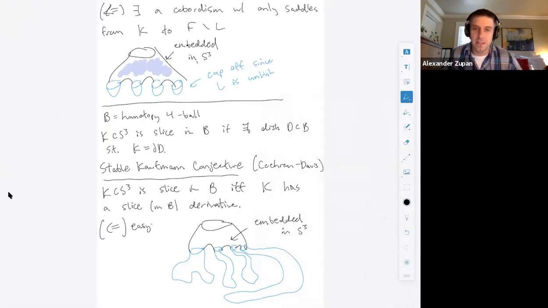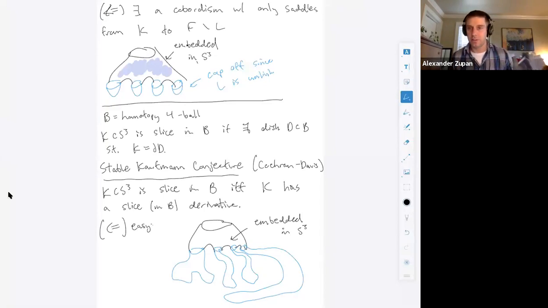So in the paper by Cochran and Davis, they disprove the Kauffman conjecture and then show that if you stabilize the surface once, if you move up to genus 2, then in fact all those knots are ribbon, and so they have unlinked derivatives, just not on a genus 1 surface.